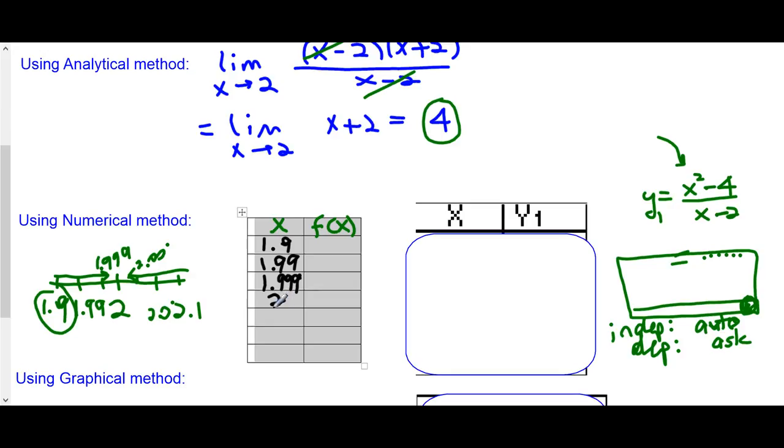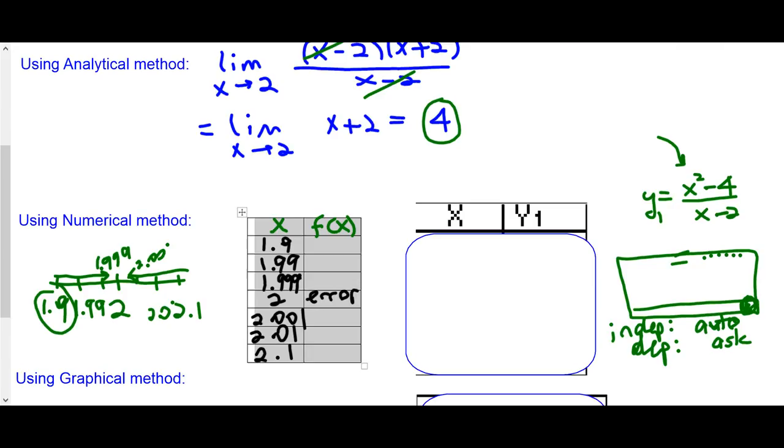Notice that at 2, you should get an error because it's not really defined at the point 2, but that doesn't matter. We can still find the limit. And approaching from the right, I'm going to select values like 2.1, 2.01, and 2.001.